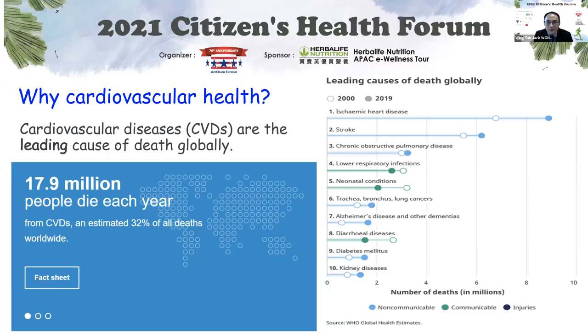According to the latest WHO survey, cardiovascular diseases, CVDs, are the leading cause of death globally, taking an estimated 17.9 million lives each year. These cardiovascular diseases affect the heart and blood vessels and include ischemic heart disease and stroke, shown here in this graph as the first and second greatest contributors of mortality globally, respectively.